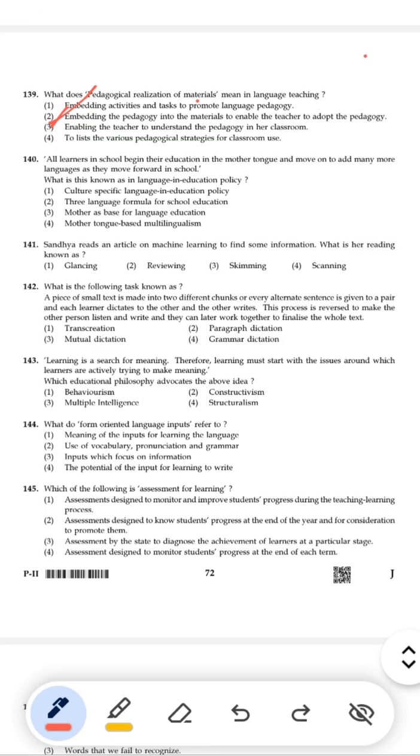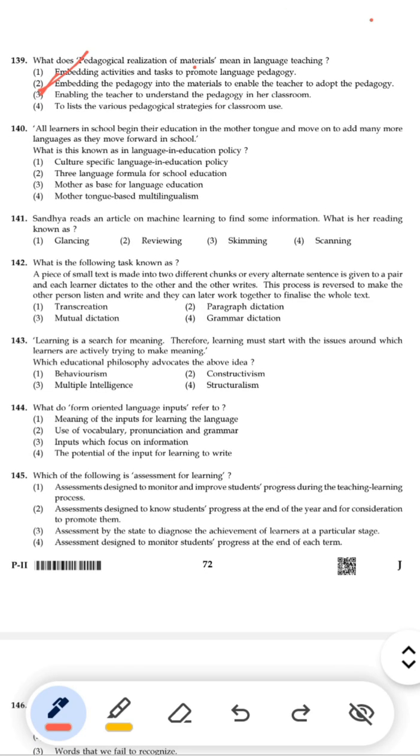Moving on, question number 140. All learners in school begin their education in the mother tongue and move on to add many languages as they move forward in school. What is this known as in language education policy? The options are culture specific language in education policy, 3 language formula for a school education. Option 3 says mother as base for language education. Option 4 says mother tongue based multilingualism.